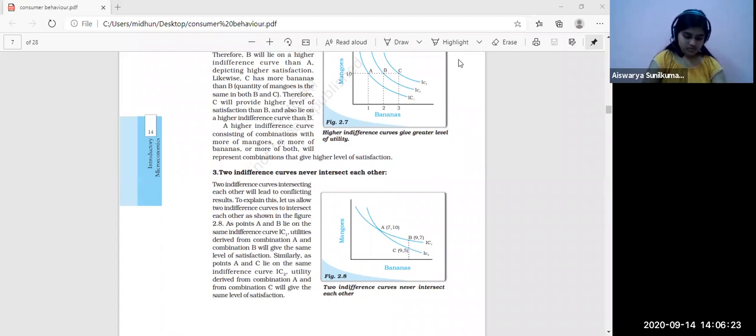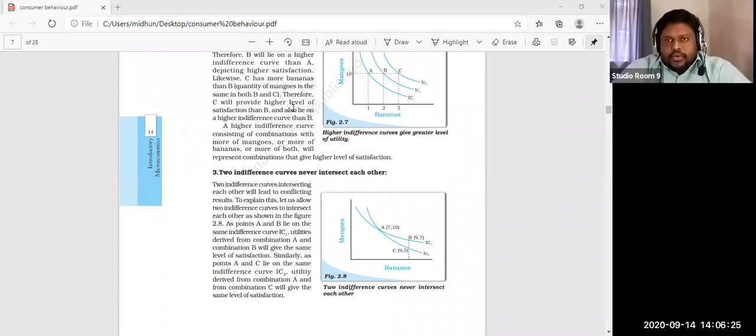Thank you. We are moving towards the next point here. Two indifference curves never intersect each other. So in monotonic preferences, we already discussed that a consumer will always go to a set of bundle. Before choosing that, he will compare it with another bundle. Then he comes to know that the bundle he is going to choose has a quantity higher than bundle A.